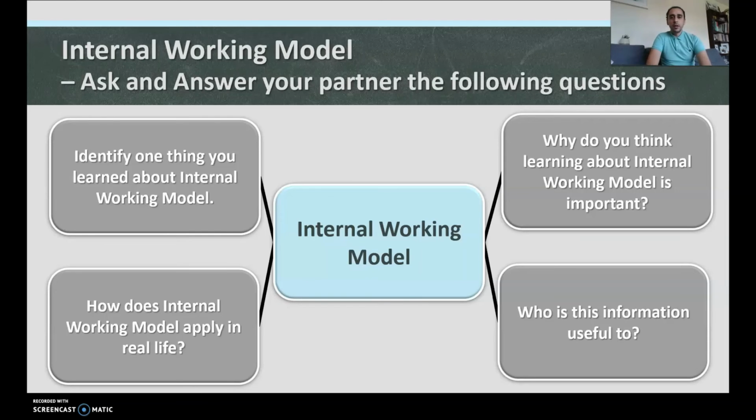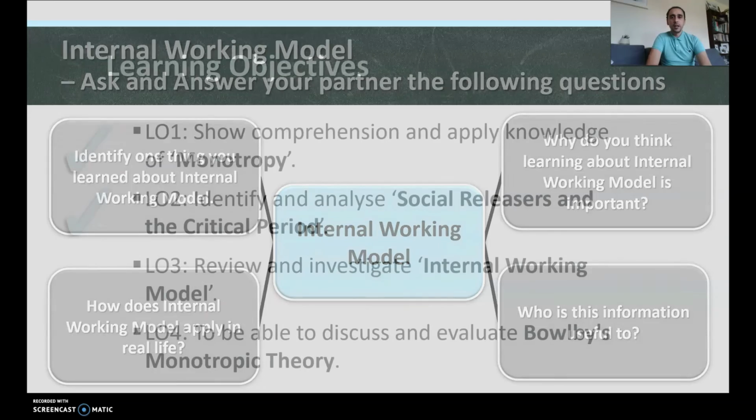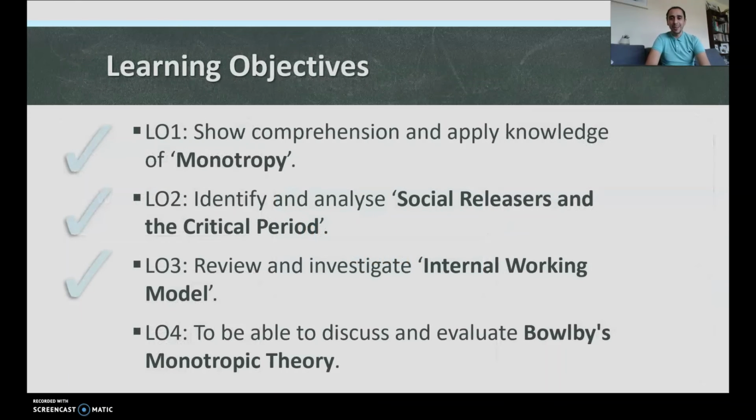Shows that you've got to deal with your attachment issues first before you can find love. There we go, and that is the internal working model. Let's have a look at discussing and evaluating Bowlby's monotropic theory.